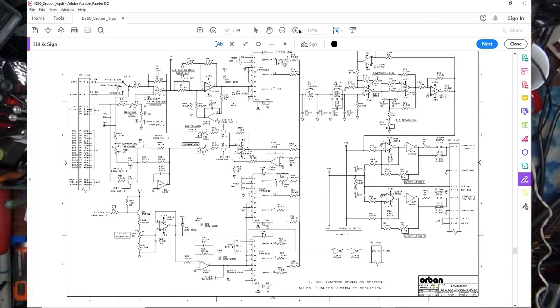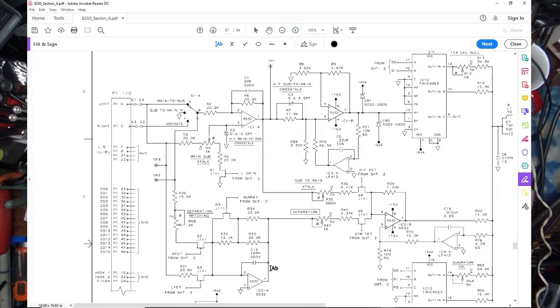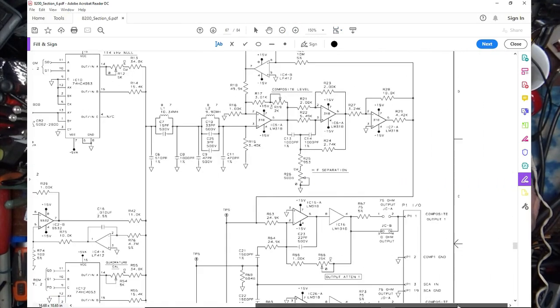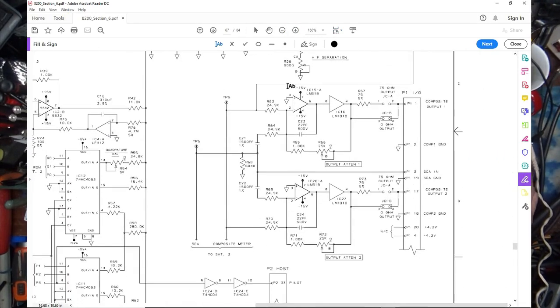So we've got, here they are. Here's my composite output and ground, and here's composite 2 and ground. Here's the SCA input and its ground for mixing with your composite. And here's those little jumpers we were talking about. Those are straight 0 ohm output and 75 ohm output, depending on how you've got things set up.